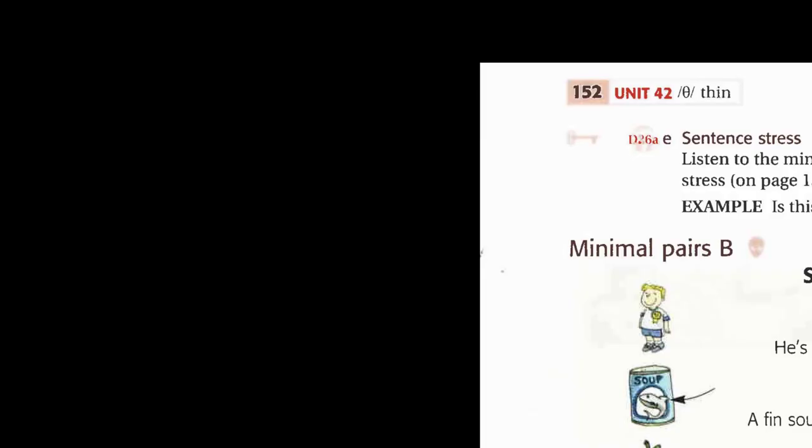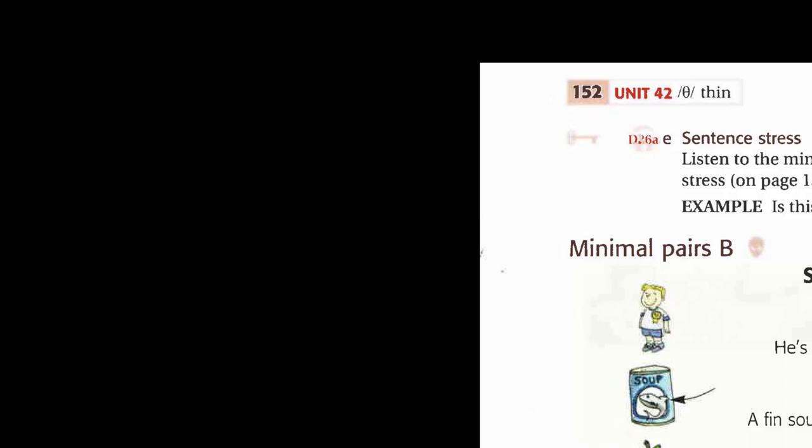Minimal pairs B. 2A. First. Thirst. Thin. Thin. Half. Hearth. 2B. First. First. First. First. First. First. Fin. Fin. Thin. Thin. Fin. Half. Half. Half. Hearth. Half.